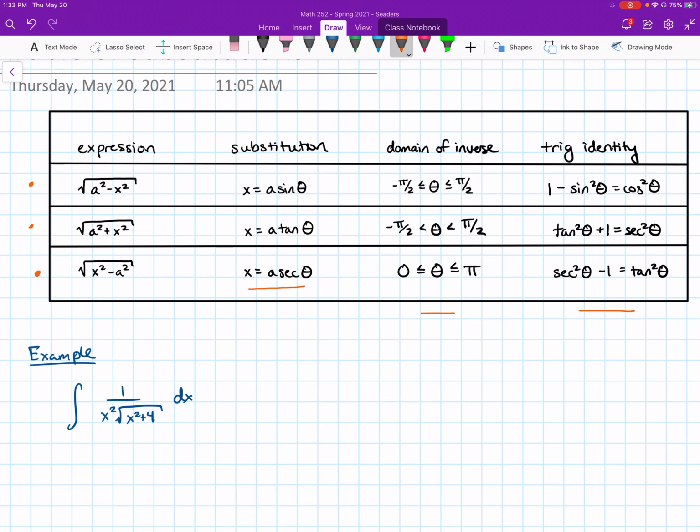So let's look at the example, the integral of 1 over x squared times the square root of x squared plus 4, all in the denominator. So notice I can't use u substitution because although I have something outside the square root, it's not the derivative of the inside. And so u substitution won't work for me, but I could try trig sub. So why don't you use the table to figure out which substitution you want and pause the video and get as far as you can with the trig substitution, and then we'll talk about it together.